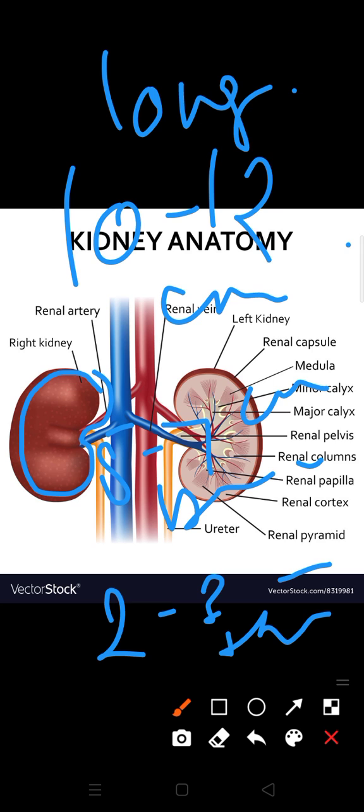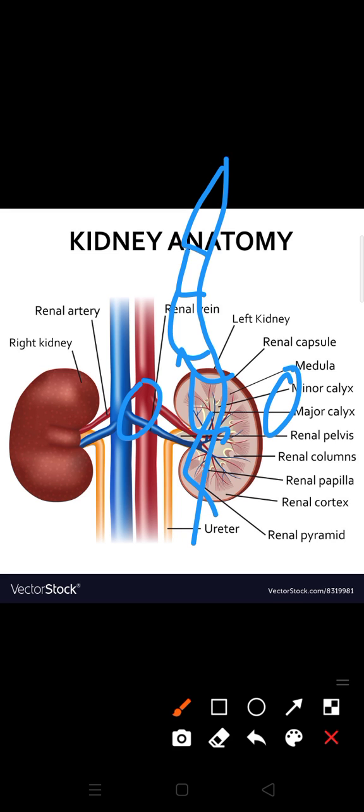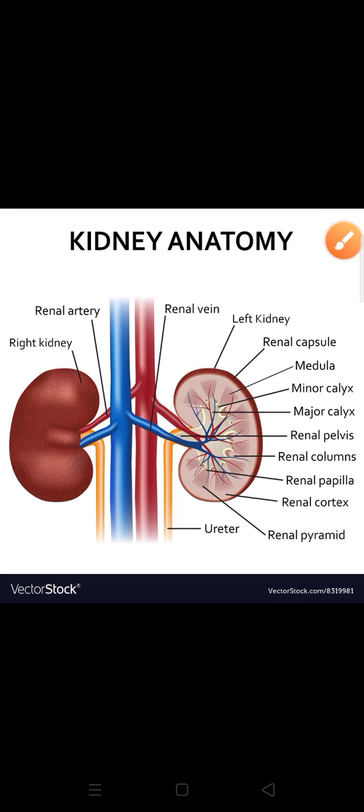They are present at the levels of the last thoracic and third lumbar vertebra. If you count the vertebral column of humans from the back side, they lie between the last thoracic and third lumbar vertebra. They are present on either side of the vertebral column. Suppose this is the vertebral column, so one is present here, one is present here.